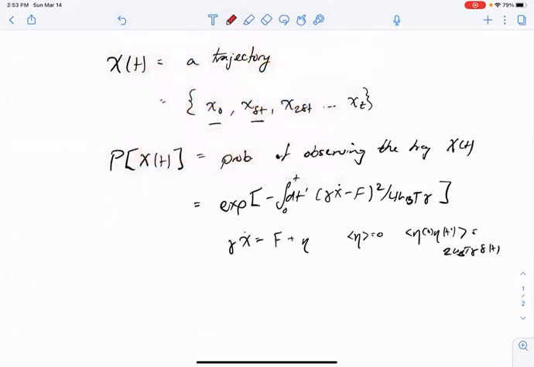Now, I didn't last time name this. This has a name. This specific realization is something known as the Onsager-Machlup action. Specifically, that refers to the argument of that exponential.